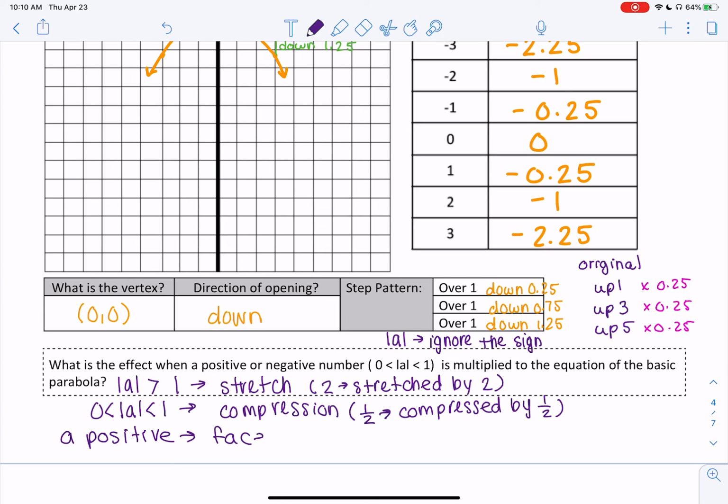And then, as always, just remember that if A is positive, it faces up, so a happy parabola. And if A is negative, it faces down.